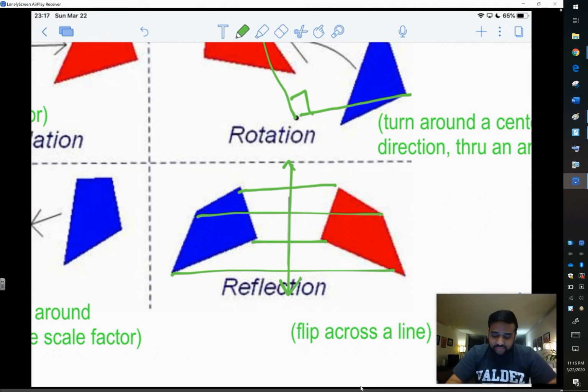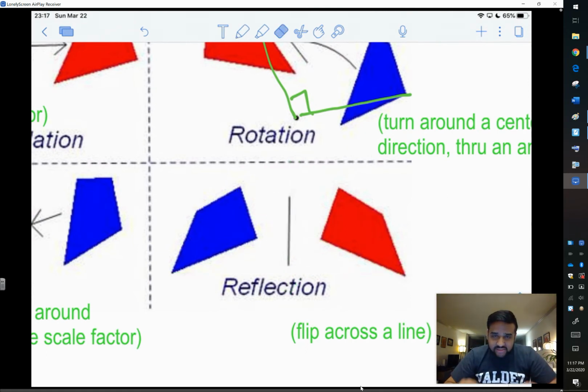Another way of saying this, maybe even more straightforward, and this is important, is that every point in the reflection, the image, is the same distance on the other side of the line. So keep that in mind.